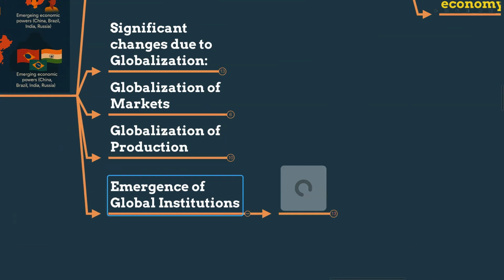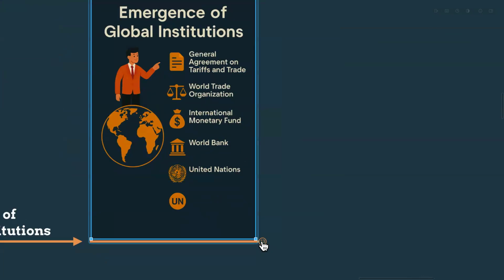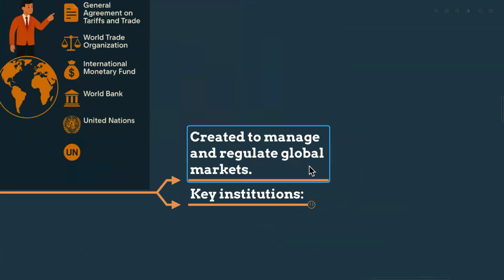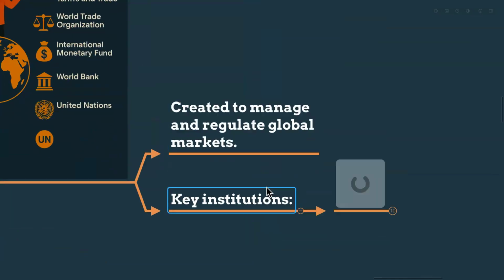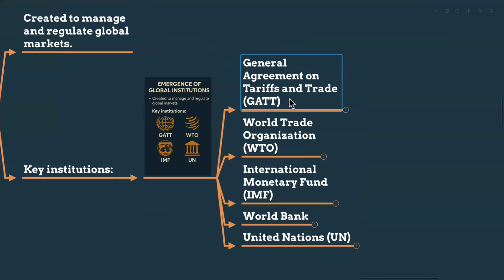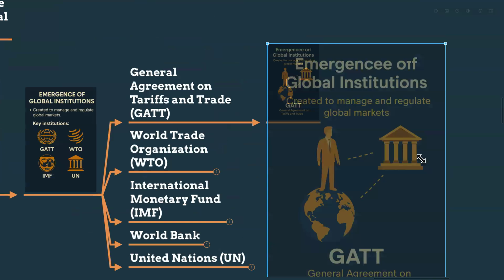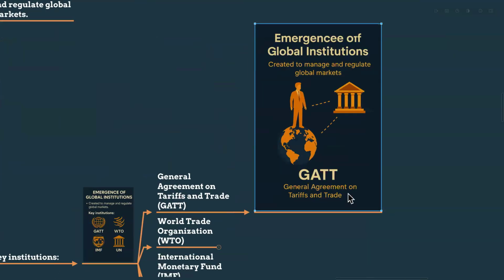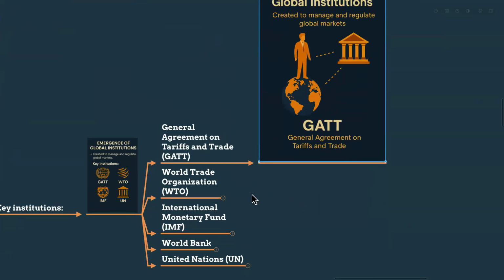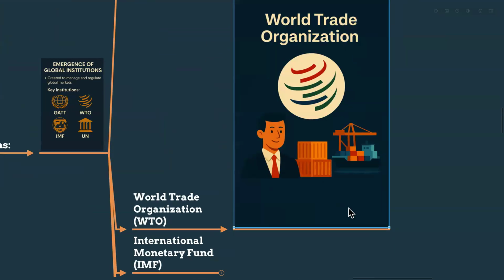And there is the emergence of global institutions, right? There are so many agreements: the World Trade Organization, IMF, World Bank, United Nations. They were created to manage and regulate the global markets, not just Sri Lanka. Let's talk about a few organizations. The General Agreement on Tariffs and Trade, we call it GATT. It was created to manage and regulate the global markets. And the World Trade Organization was created to set trade rules and resolve trade disputes between countries.